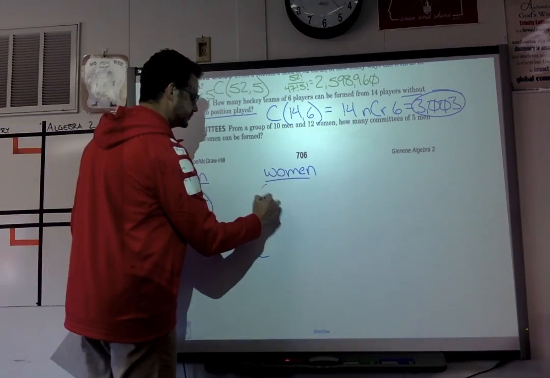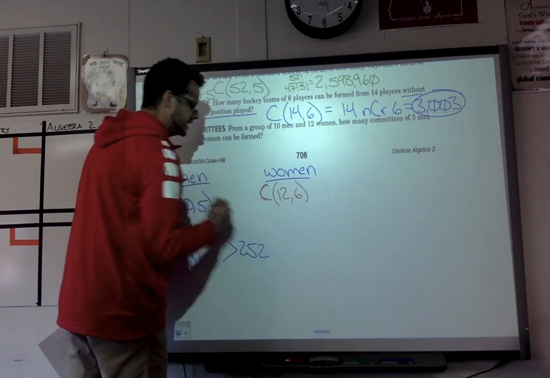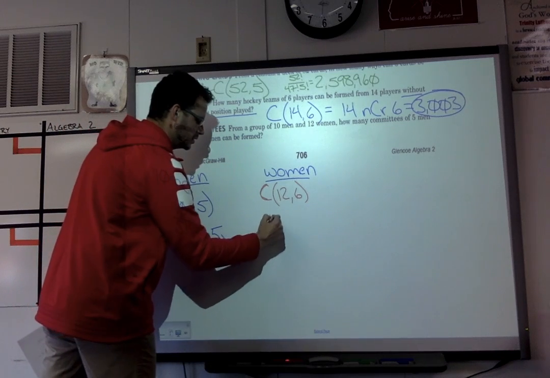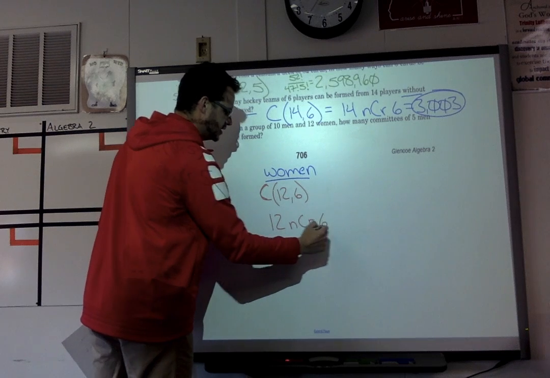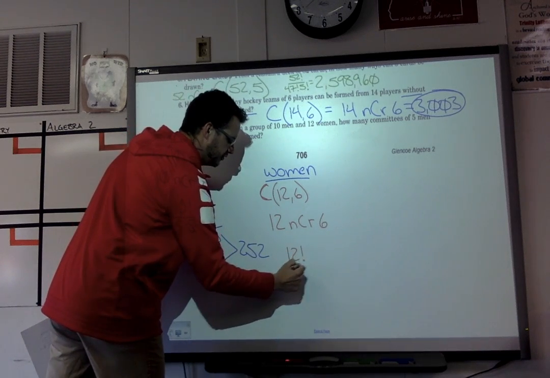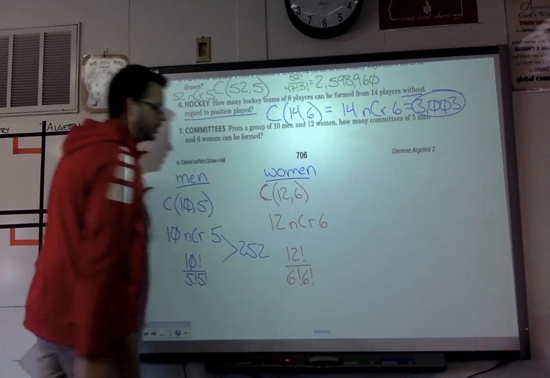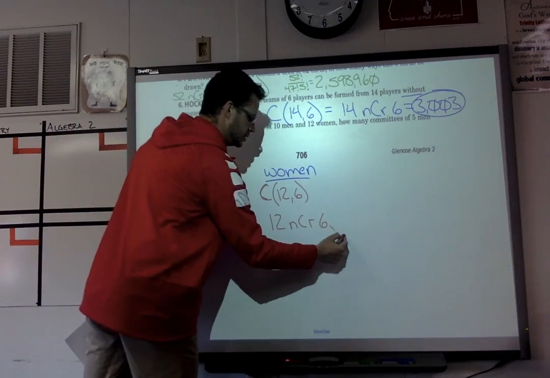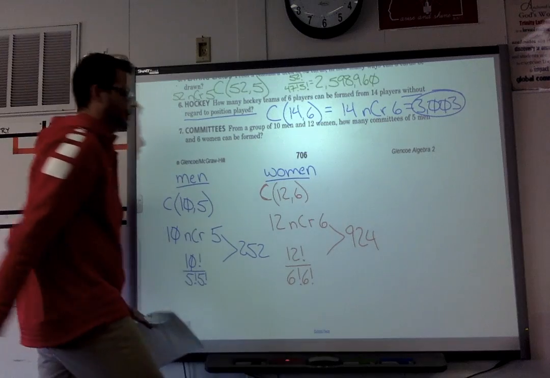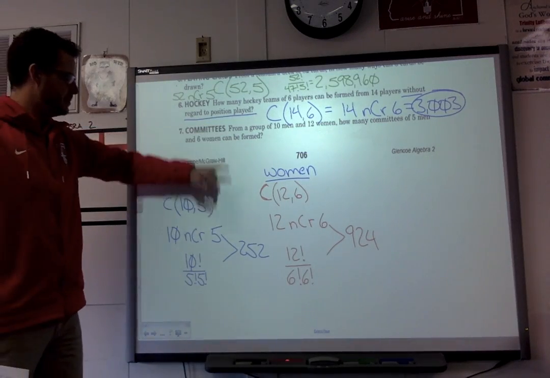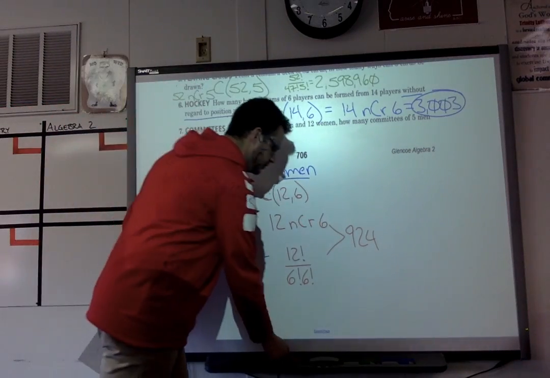Now for women, it would be a combination of 12 total, taken 6 at a time. So same thing, we could go 12 nCr 6, or we could go 12 factorial over 12 minus 6, which is 6 factorial, over r factorial, which is 6. Either way, we'll get 924. So we know for the men, there's 252 combinations. For the women, there's 924 combinations.